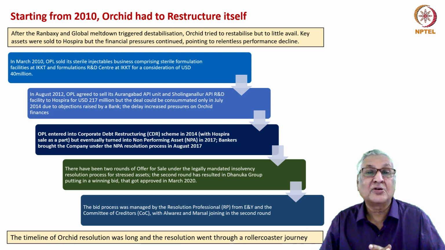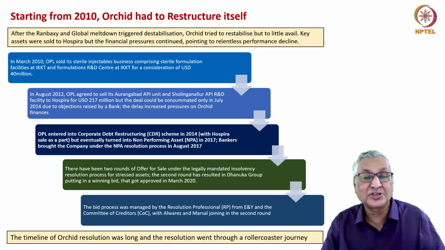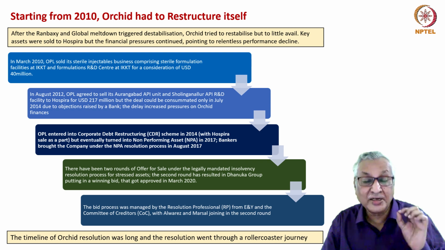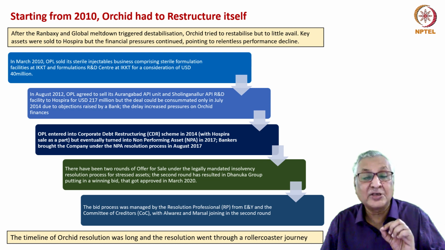Starting from 2010, Orchid had to restructure itself, and I have discussed some of the aspects of such restructuring. Entry into the CDR scheme in 2014 was one momentous occasion. It had the opportunity, it had the challenge of redefining its position in more realistic terms, but I don't think the company took that option. It tried to expand its sales even with a high debt load. As a result, the company turned into a non-performing asset in 2017.